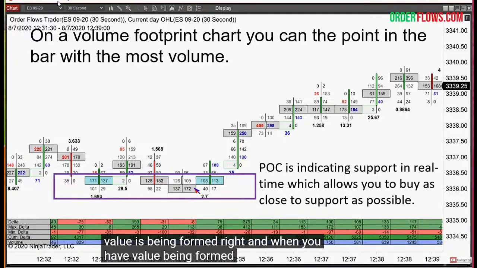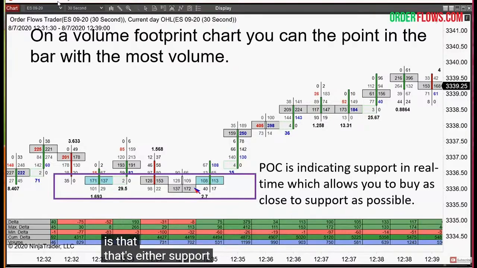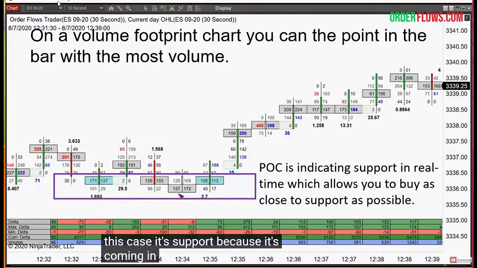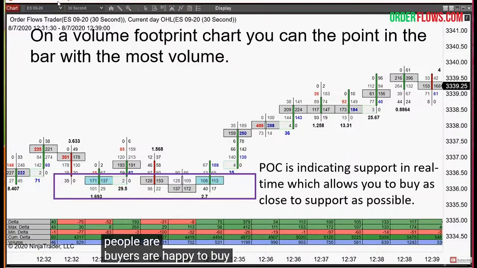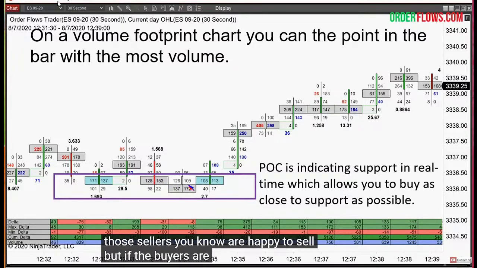And when you have value being formed over time, what is that? That's either support or resistance. In this case, it's support because it's coming in near the low of this move, right? And people are happy to trade here. Buyers are happy to buy. They're happy to accumulate a position. The sellers are happy to sell, but it's the buyers that are in control right now.